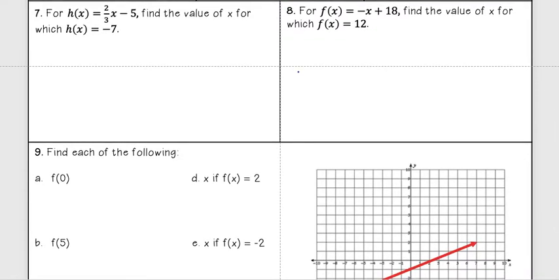Okay, now let's look at the other way around. So now this question says, for h of x equals 2/3 x minus 5, find the value of x for which h of x is equal to -7. So now I don't know what I'm inputting, so it's just going to stay x. But I know my output is going to be -7. That's what my answer is going to be at the end.